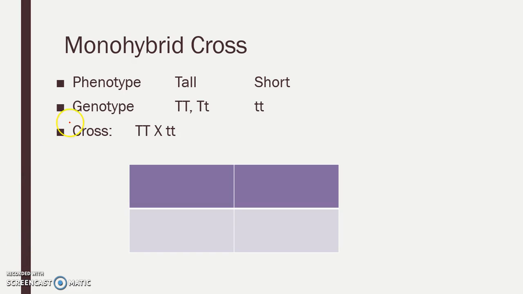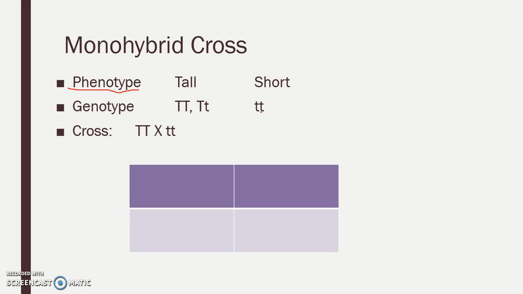So the very first thing you do when you read your problems is you need to write down this phenotype-genotype chart. So the phenotype is going to be the physical trait. So the phenotype again is tall and short. And the genotype is big T, big T, big T, little t, and short is little t, little t.